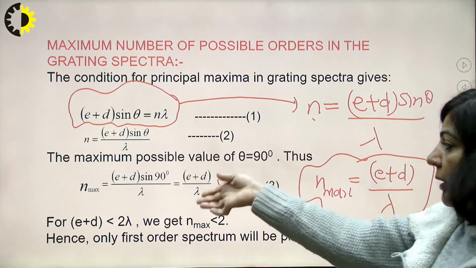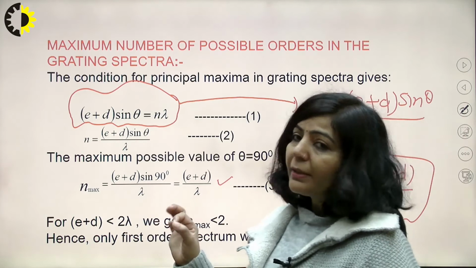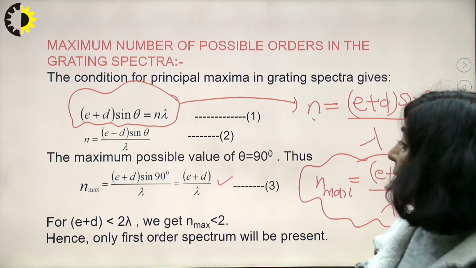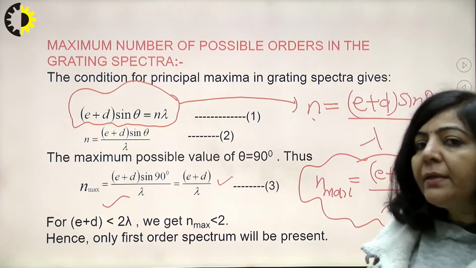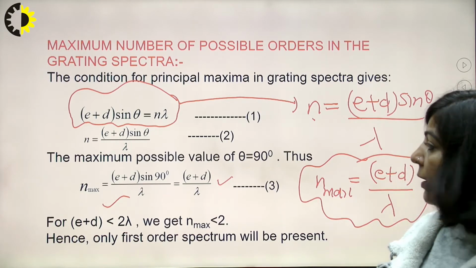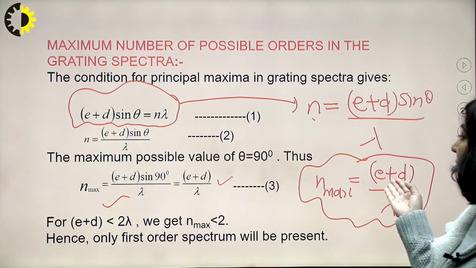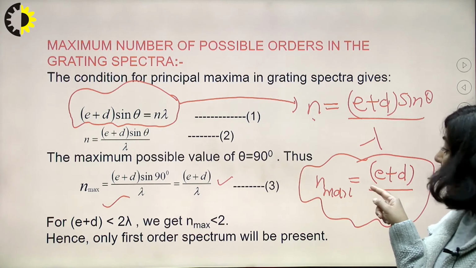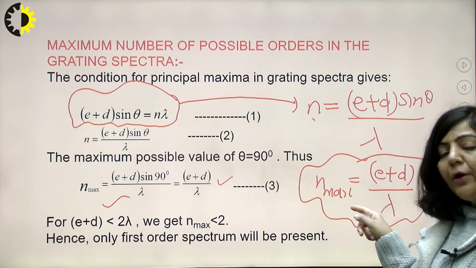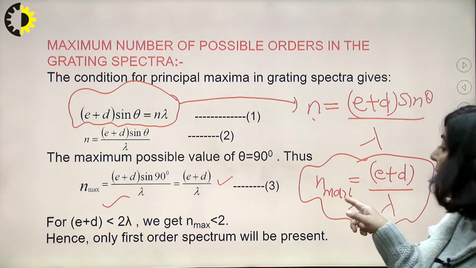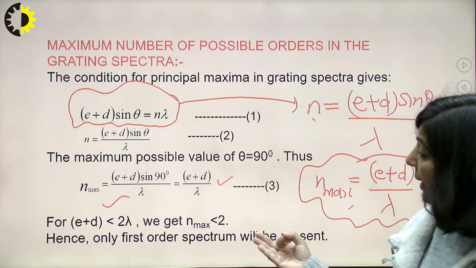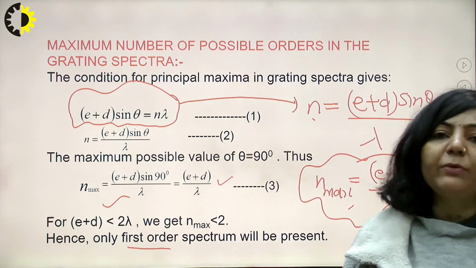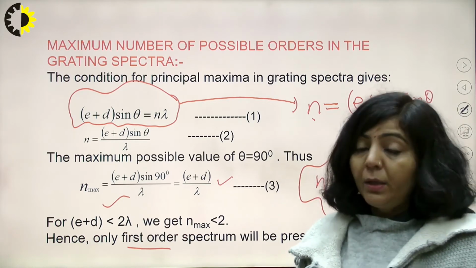So this example is taken over here. Suppose the grating element of the grating which you are using to get this diffraction pattern is less than twice the wavelength of light you are using. So if e plus d is less than 2 lambda, it means the maximum possible order for such a grating is 1, because n max will be less than 2. If n max is less than 2, the maximum possible order is 1. So only the first order spectrum will be observed for this type of grating. I hope now it is clear to you.